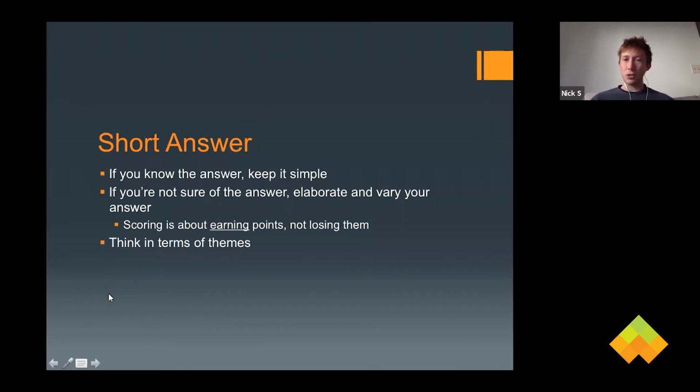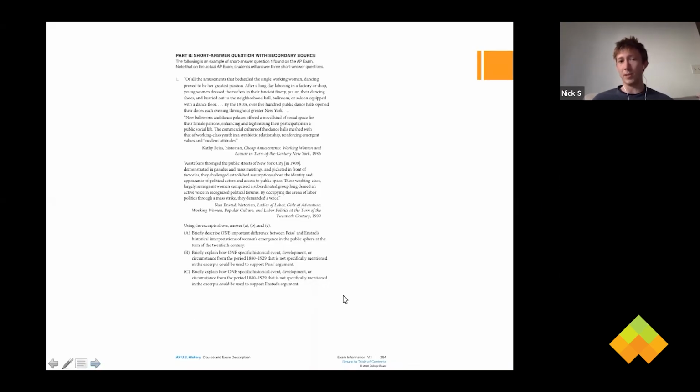The other thing is think in terms of the themes. If you're really stuck on where to get started in a short answer question, they choose these passages to reflect those 8 themes. So try to connect it with them. The one we're going to look at, for example, is about women's liberation. That ties in with several of the different themes, identity, politics. There are several different levels to it.